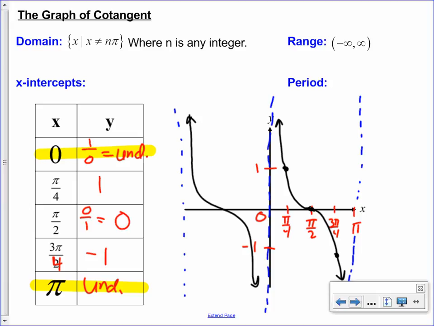Okay. And then it crosses the x-axis, it looks like, at pi over 2. So at every other pi over 2, you're going to cross the x-axis, and the period again is just pi.